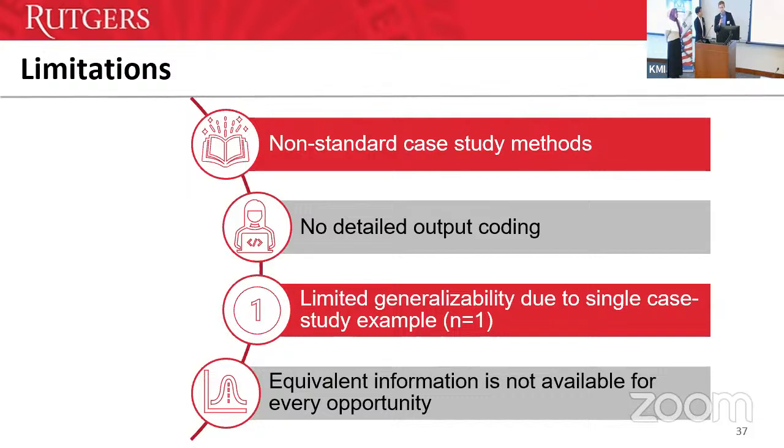So what are the limitations of our research and the quick screen tool? First, we used non-standard case study methods. We had no predefined methodology that we utilized here. We also did not use any detailed output coding. We conducted an interview with an individual from JD Biosciences, and we used an AI transcript to write down everything that was said in that interview, but we did not use that transcript for any output coding. Third would be limited generalizability due to it being a single case study, just with the sample size being small.